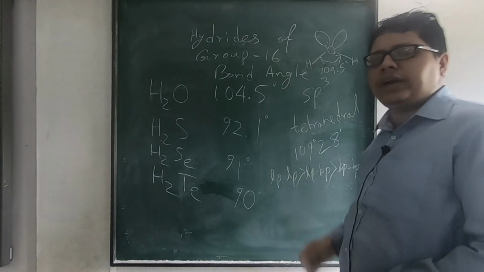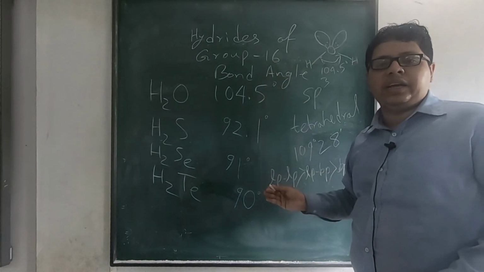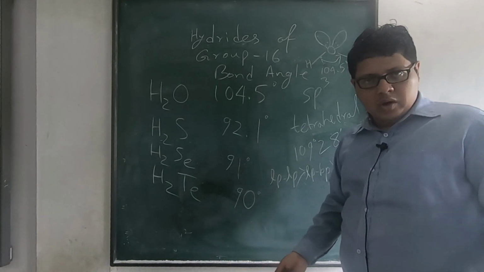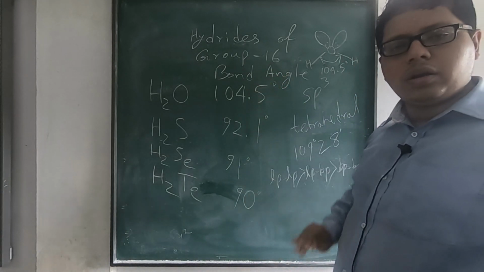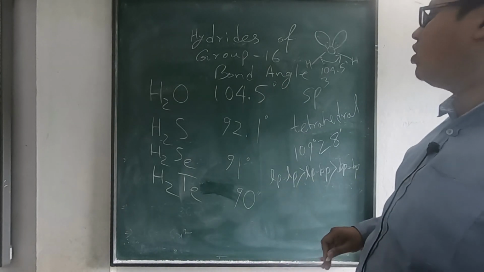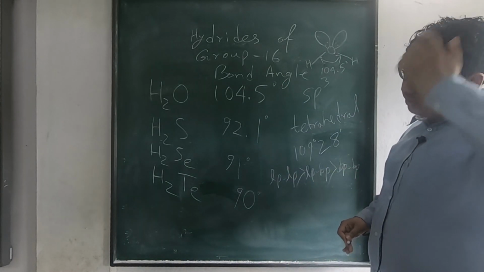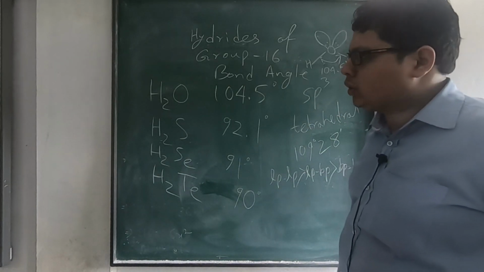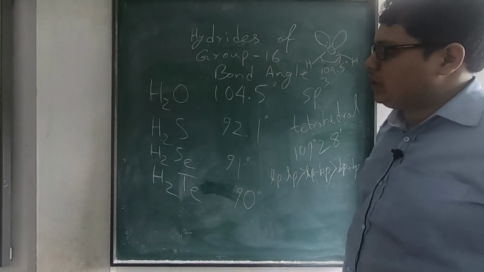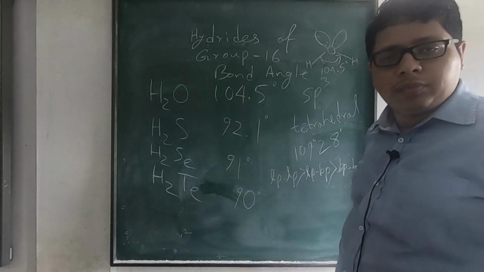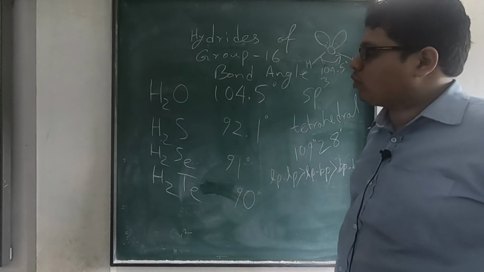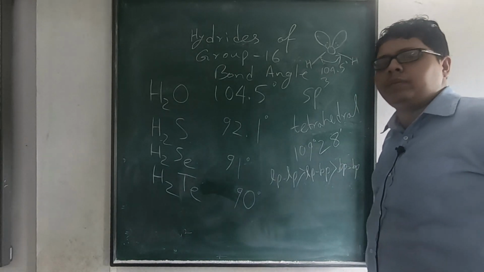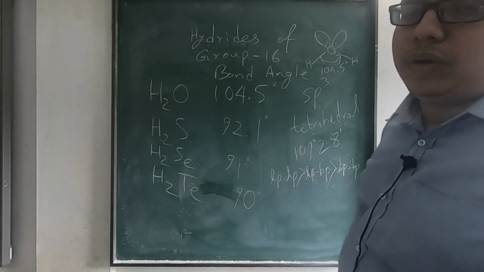data that I have provided here, the bond angles are getting smaller and smaller, right? Why are they getting smaller and smaller? What is the difference? See, there will not be any difference in the hybridization. Why not? Because each and every one belongs to the same group, is it not? Here, group 16 obviously. Oxygen, sulfur, selenium, tellurium, all are group 16 elements.